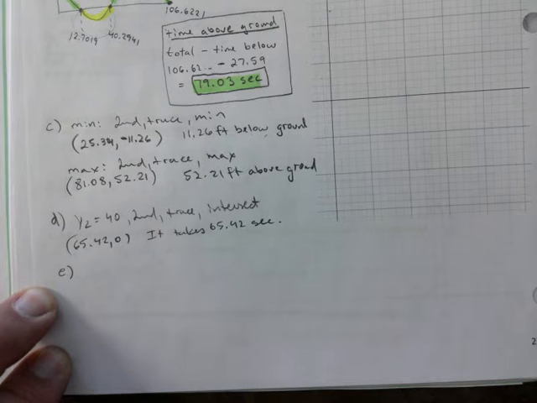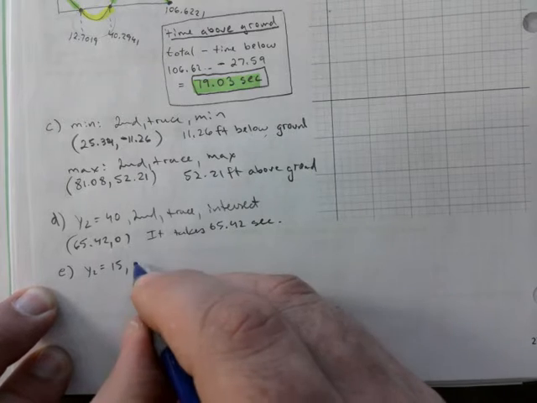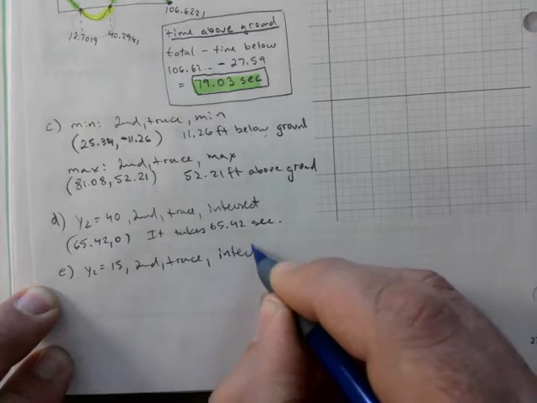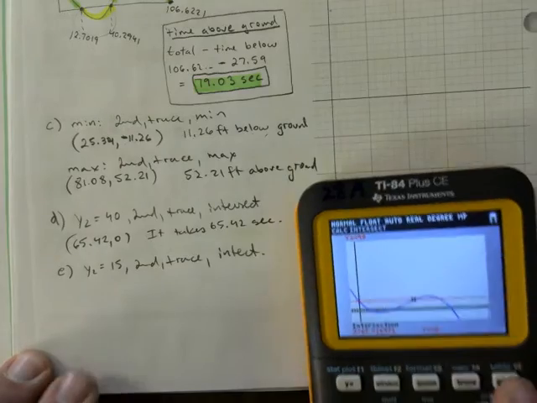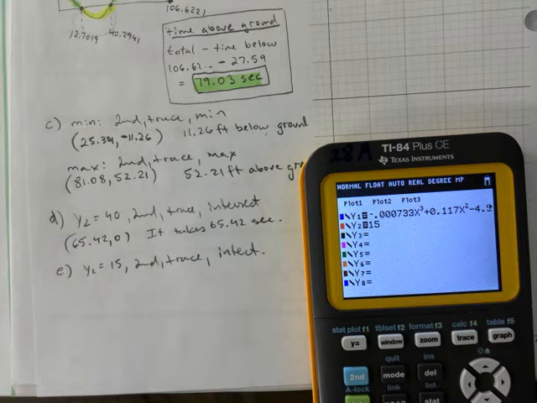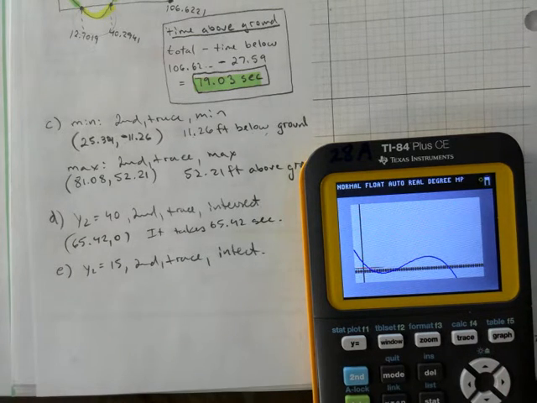This one has more work again, guys. So you should know at this point that y2 is going to be 15. And then I'm just going to do a bunch of second trace intersect here. At or, what does it say? At or above? Yeah, at or above. So go ahead and do that. Y equals 15. Hit graph. So you decide how you want to do this. You're the boss here.